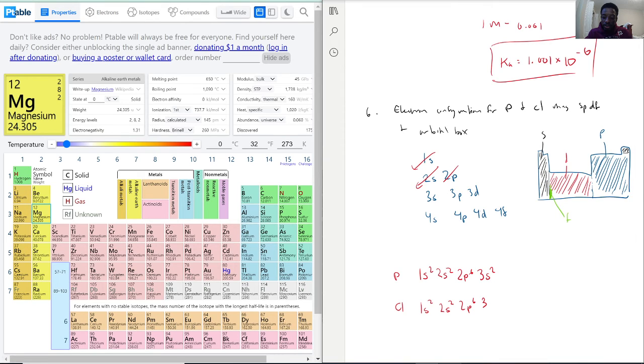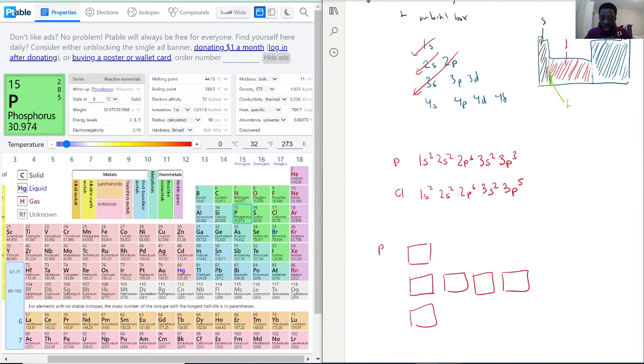And in order to do the orbital box for phosphorus, as I mentioned, s is 1 orbital, p is 3, and this one only went down to the third shell, because that's the third row. So Cl, same thing as well. 1, 2, 3, 4, because this would be your s, and these are your p orbitals.